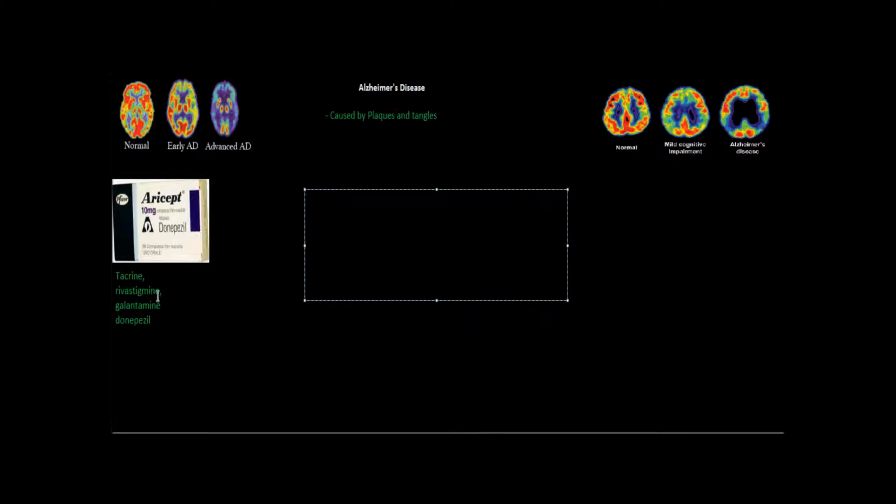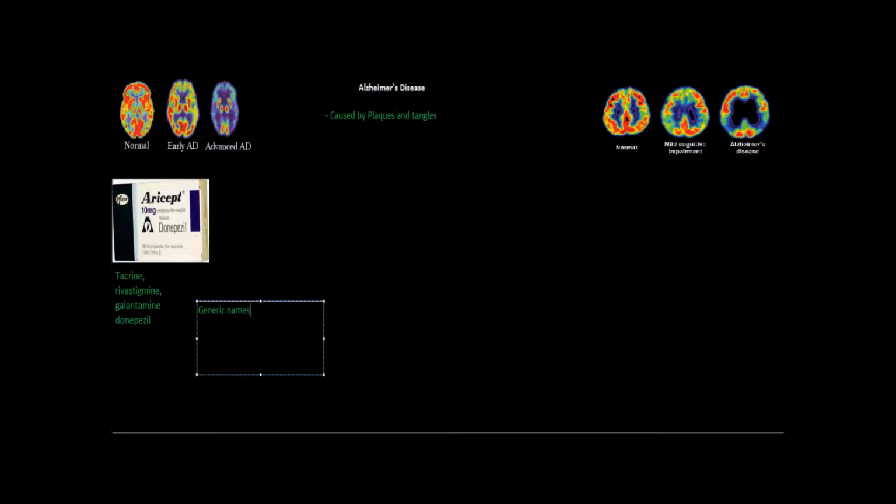So as you can see here on the right, I have listed a few medicines. This is Tacrine. There is rivastigmine, which I don't think I'm pronouncing right. There's galantamine, and there's donepezil as well. And the medicines that I've listed here have been listed by their generic names. That's one thing I wanted to mention. Let me just write that here.